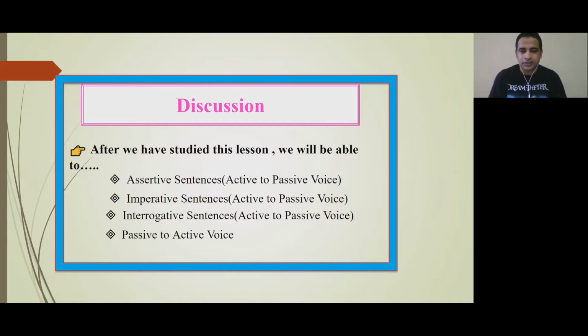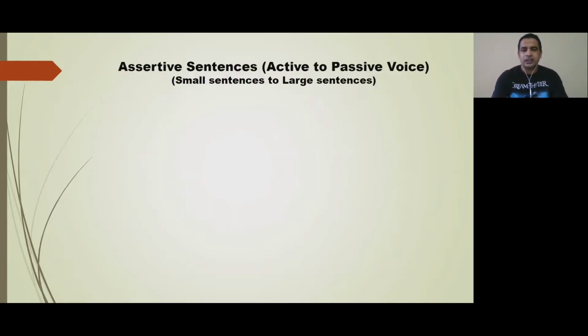In the earlier class, voice part 1, I have already given you some primary ideas about voice, and today's class is very important, because many important ideas are given here for you. First of all, the assertive sentence from active voice to passive voice. Before starting passive voice, you have to identify subject, verb, and object. These three are very important, whether it is a small sentence or a large sentence.